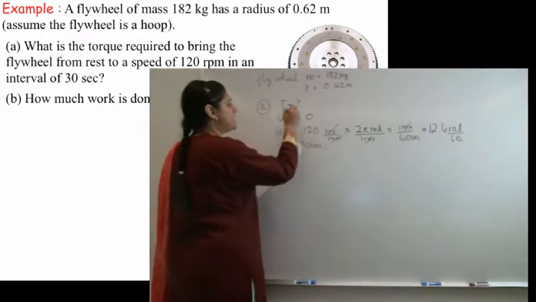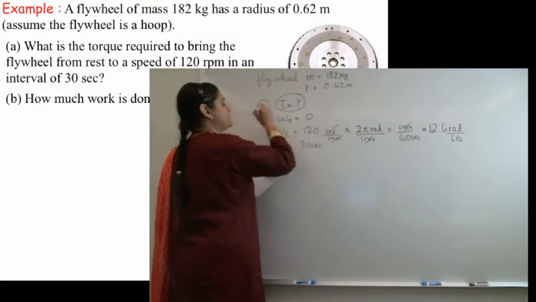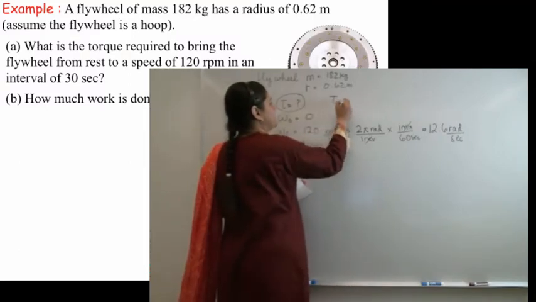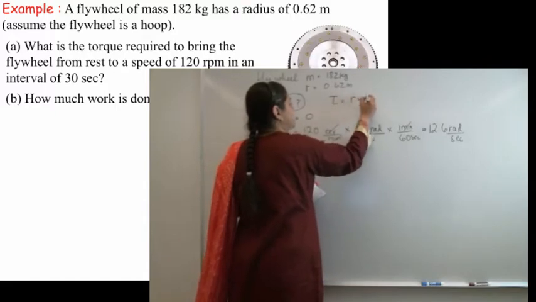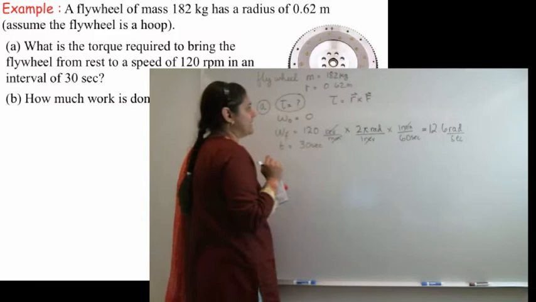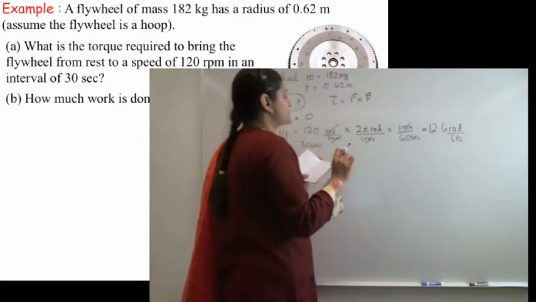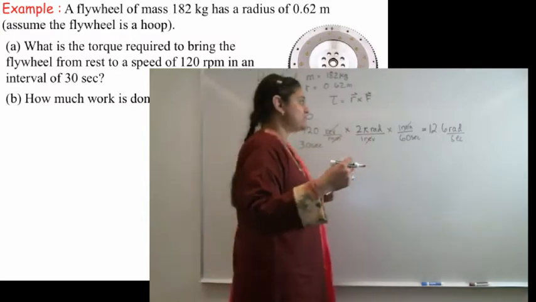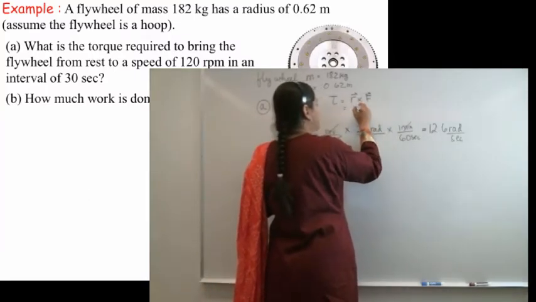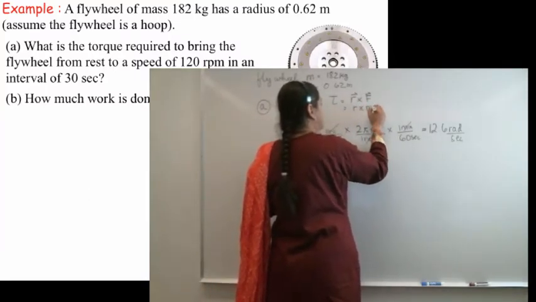Now, coming back to the original question, I need to find torque. What do I know about torque? Well, I know torque equals R times F, where R is the radius and F is the force applied. In this case, the force is going to be mass times acceleration, so this has to equal R times M A.